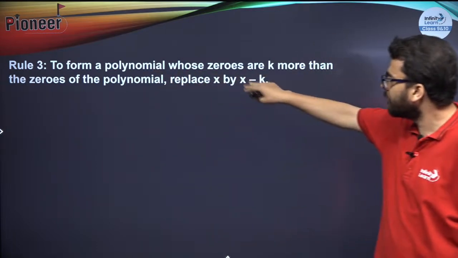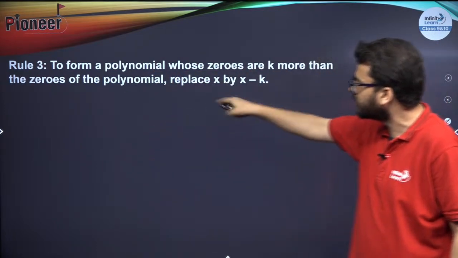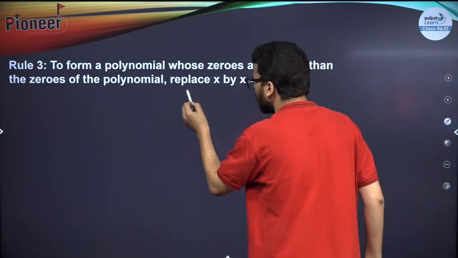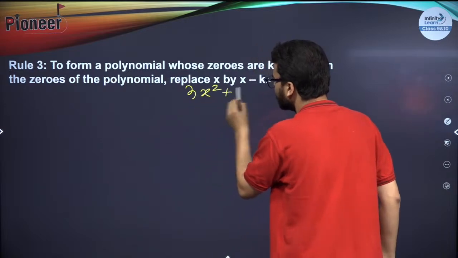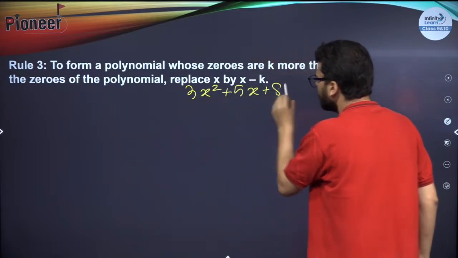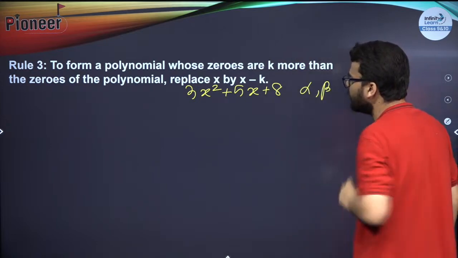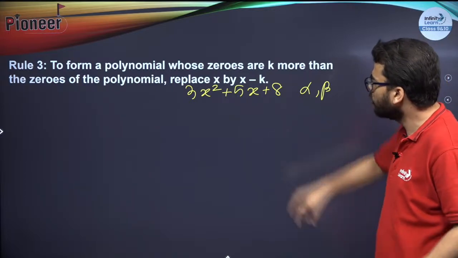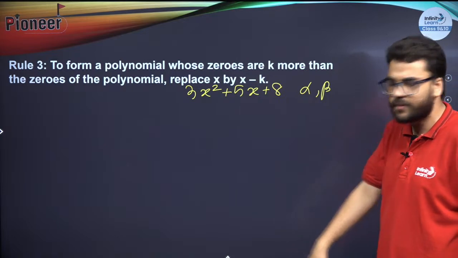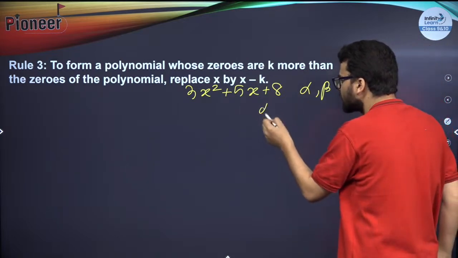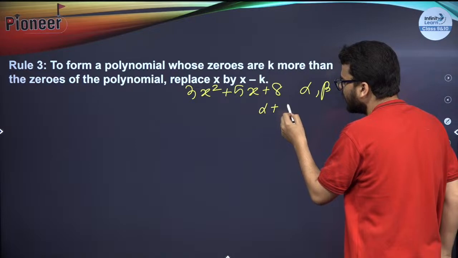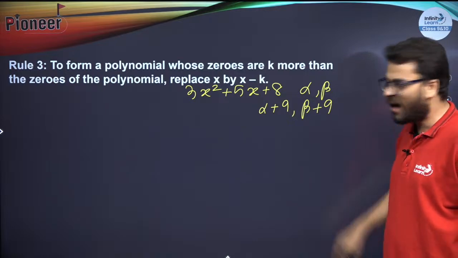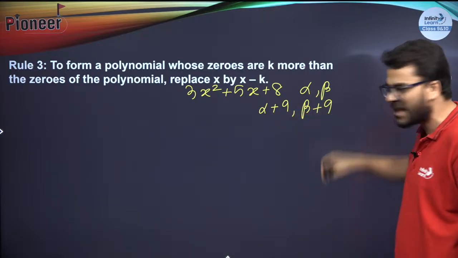Now, to form a polynomial whose zeros are k more than the zeros of the polynomial. So, using polynomial, I hope you understand. For example, any polynomial you can take. Suppose again I am taking a simple example, anything I am taking. Suppose the roots of this polynomial are alpha and beta, right? And suppose I want a polynomial whose zeros are k more than the zeros of the polynomial. It means I want a polynomial whose zeros are, suppose, alpha plus 9 and beta plus 9, right? We are just talking about polynomials. You got it? I want a polynomial whose zeros are alpha plus 9, beta plus 9.